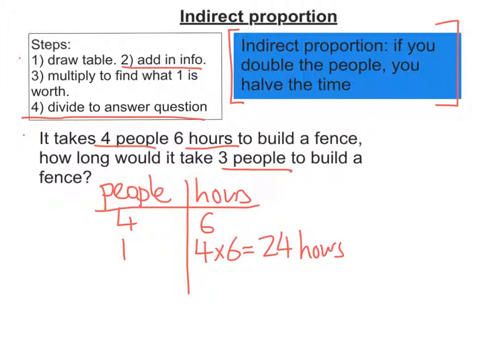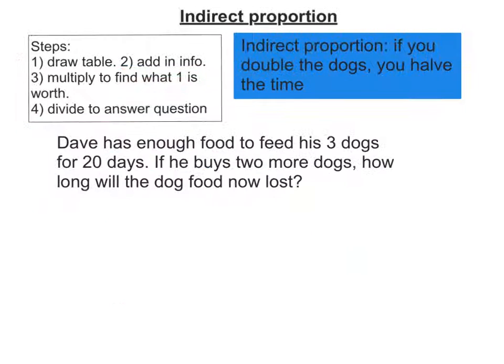So it wants to know how long it takes 3 people. So I'm going to take 24 and divide that by 3. So it takes 8 hours for 3 people to build a fence. Does that make sense? Well, it took 4 people 6 hours, so it should take slightly longer for 3 people to do it. So yes, 8 hours does make sense.